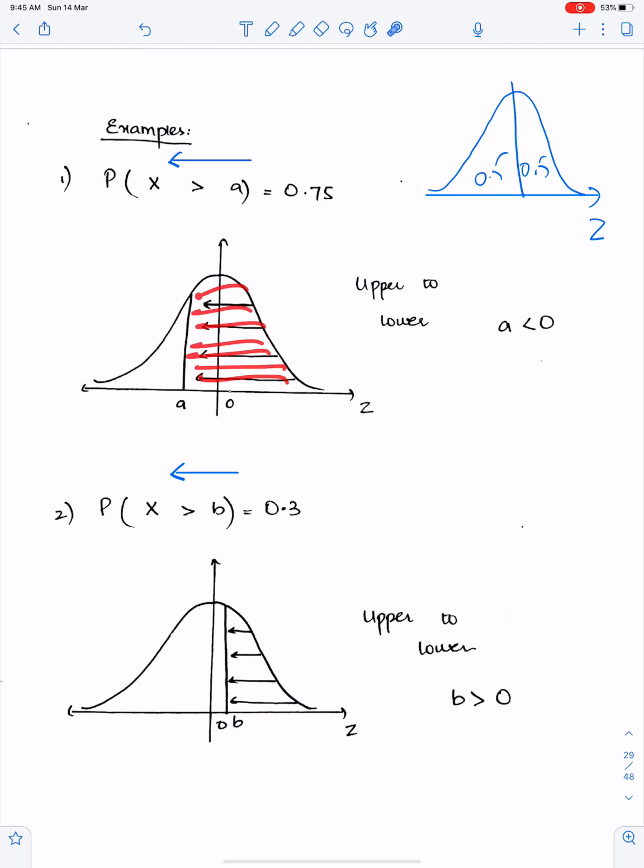So 0.75 is this area. This area is 0.75. This means your unknown is negative. See, the unknown is negative.